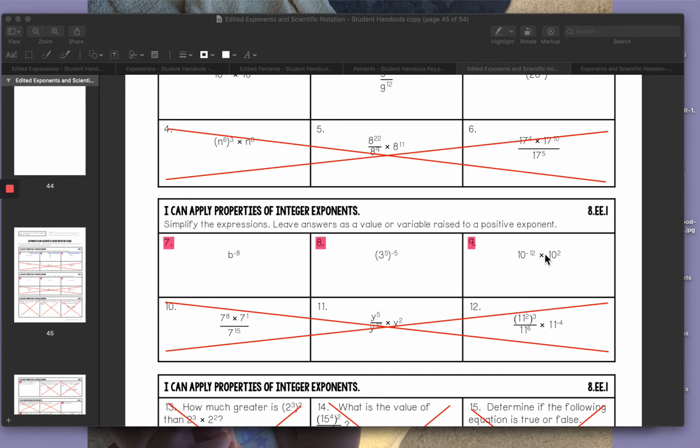Now the same can be said when we're doing number 9. We're going to be adding these exponents. So for example, negative 12 plus 2 is going to be negative 10. Keep the base the same at 10, and then your exponent will be negative 10, but you need to rewrite that negative exponent as a positive.